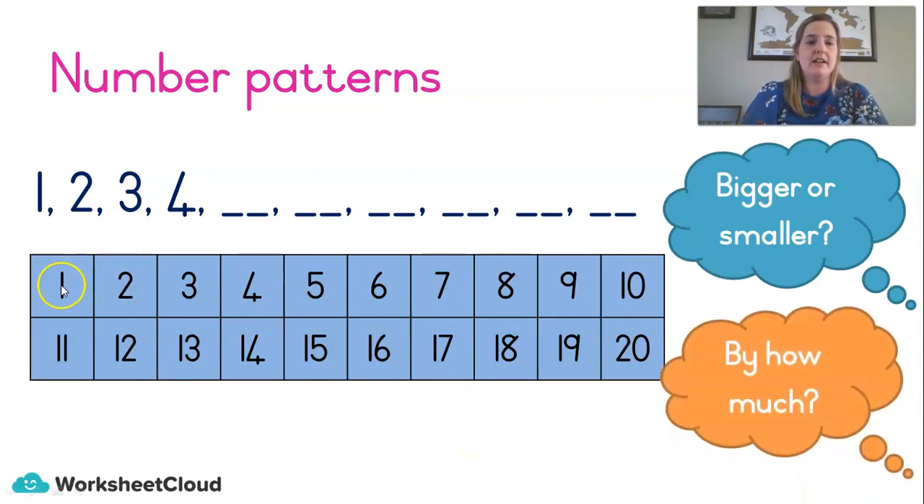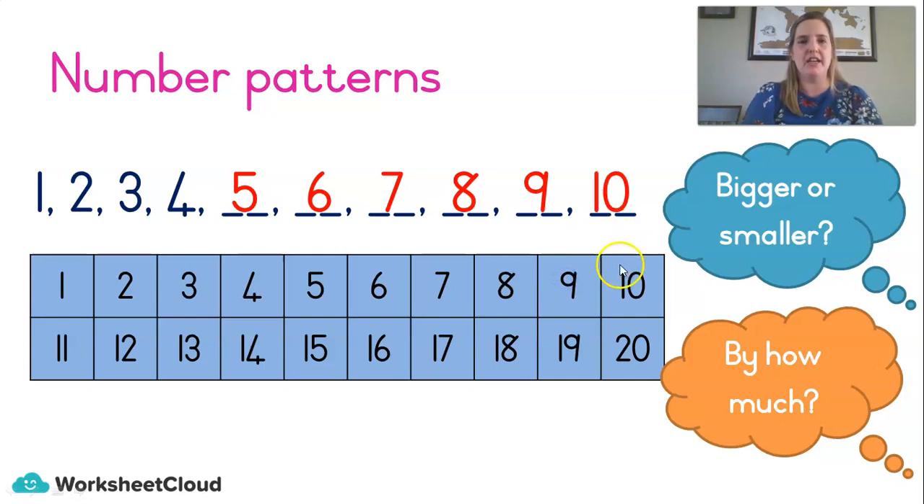So let's look at our 100 block. We've only got 20 numbers here, but that's all we need for now. And we start at number 1, 2, 3. How much are we jumping each time? Just 1. Okay, so we've answered our questions. Are we getting bigger or smaller? Bigger. By how much? Just 1. So now we can know the next answer. 1, 2, 3, 4. Bigger by 1 is 5. 6, 7, 8, 9, 10. We keep it going. Keep the train going.